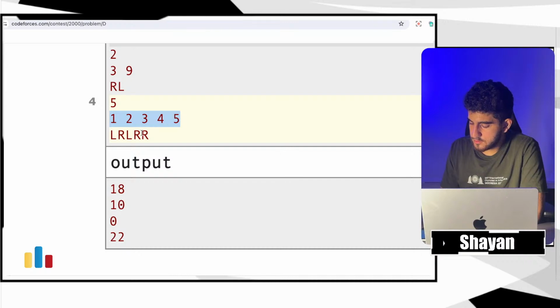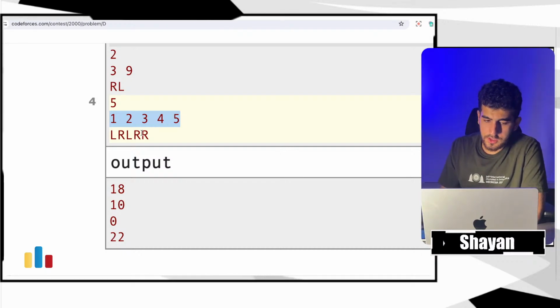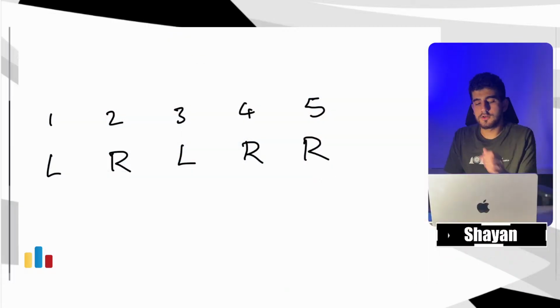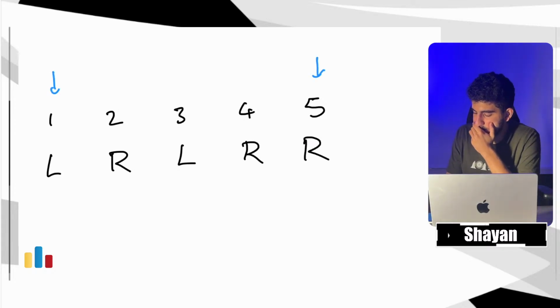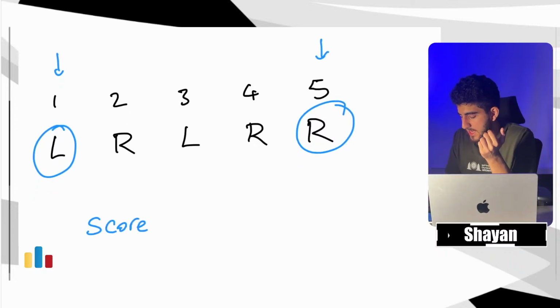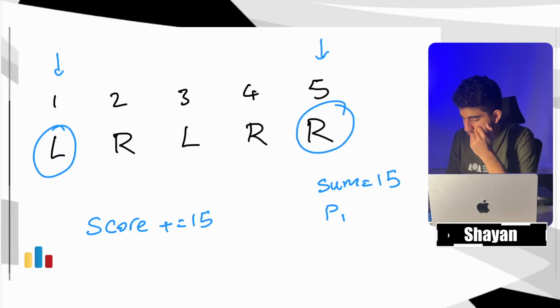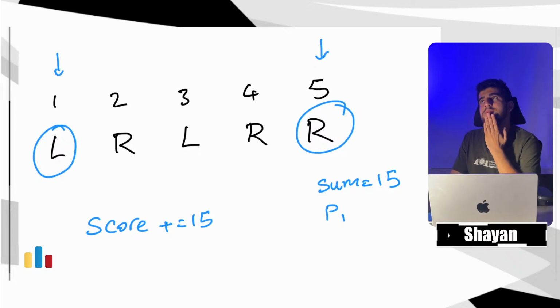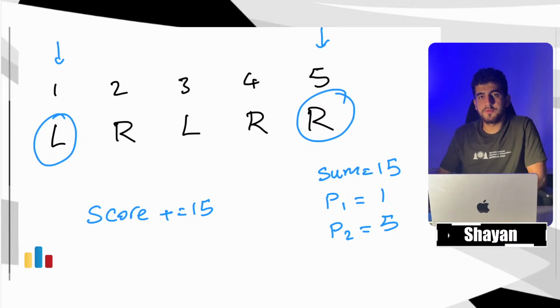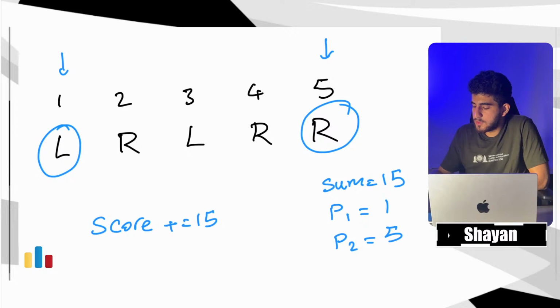So it is 1, 2, 3, 4, 5, and LR, LRR. Initially P1 is here, P2 is here. We see that this one is L, this one is R. So I'll move them both and add this value to sum. So my score will be added by 15 because my sum is right now 15. In the explanation, let me use one-based indexing. P1 is 1, P2 is 5. I use one-based indexing in explanation so that you don't get confused. But in code, it's better if you use zero-based indexing. So my sum is 15, P1 is 1, P2 is 5. So score will be added by 15.